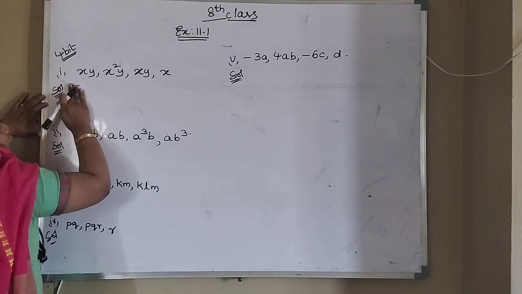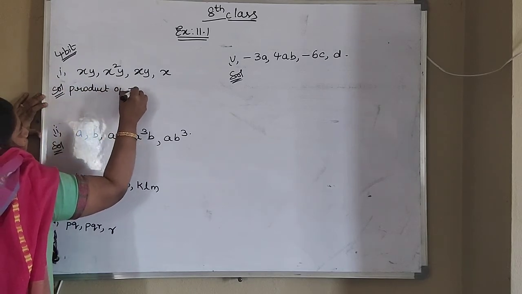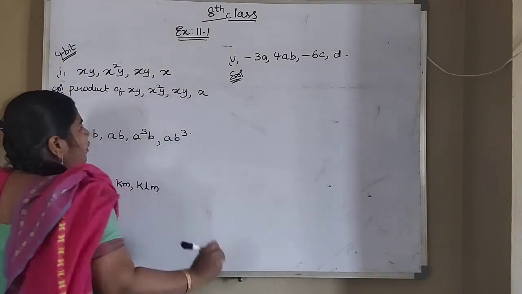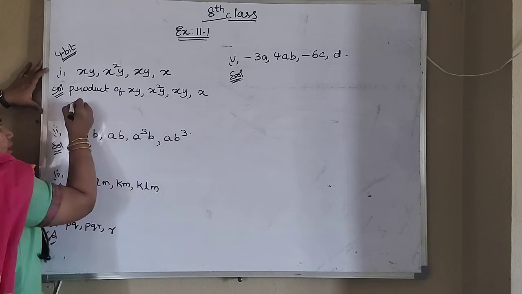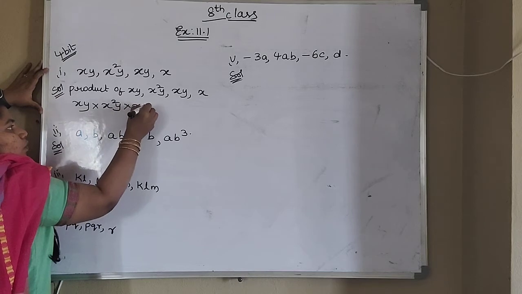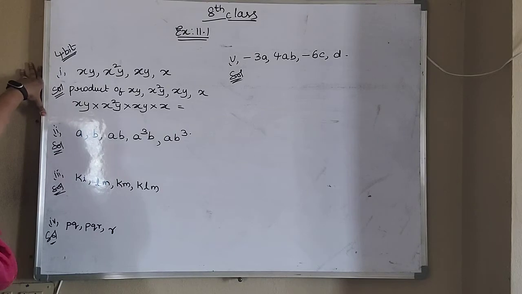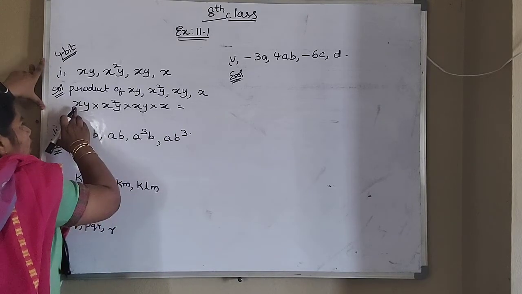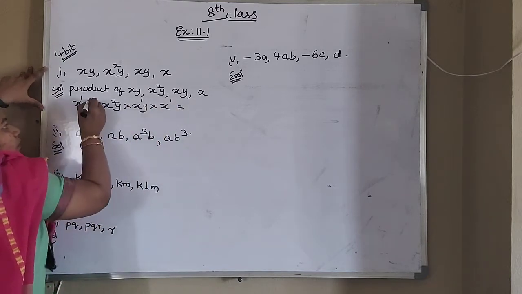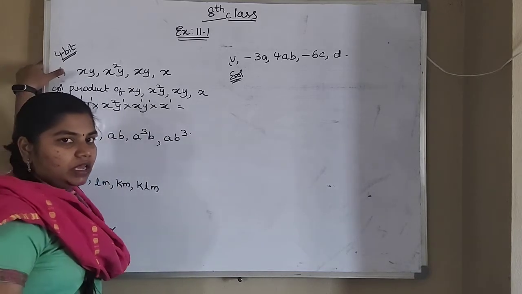Now product of xy, x square y, xy and x. Product is nothing but multiplication. So multiplication symbol you keep: xy into x square y into xy into x. So we have to multiply the terms. First you multiply the x terms. How many x's are there? 1. X is nothing but power 1. Here also power 1. Here also power 1. Y power 1. Y power 1. Y power 1. If you are not seeing any power, that means it is having 1 power.